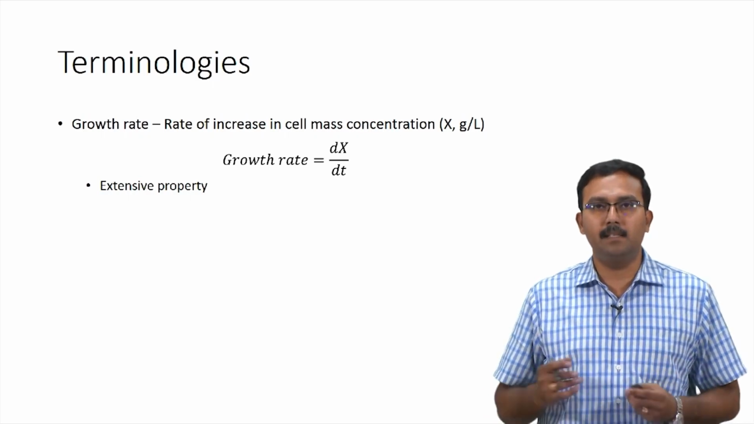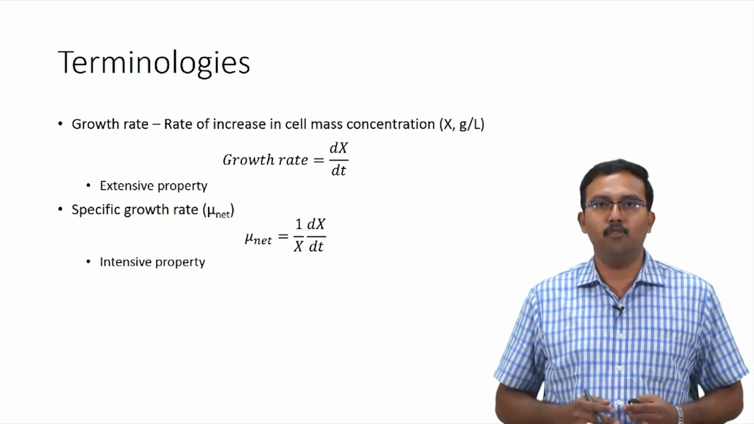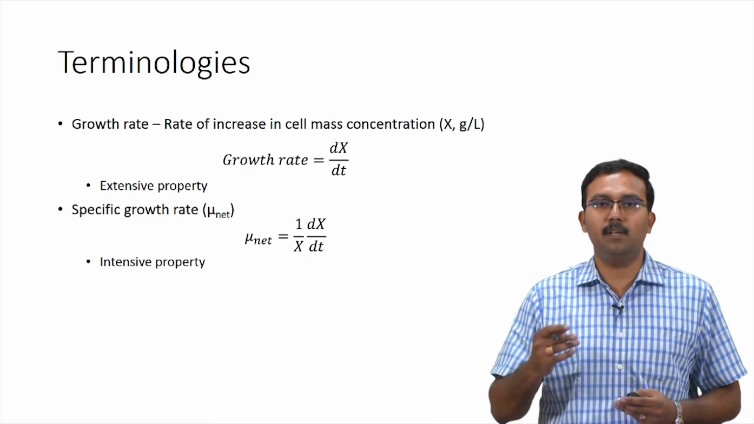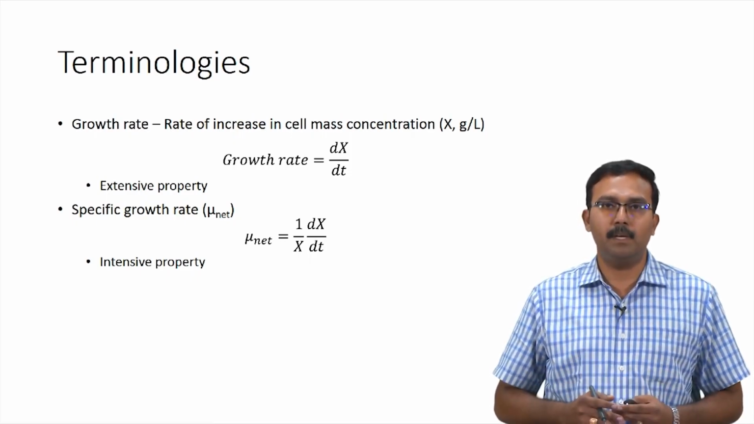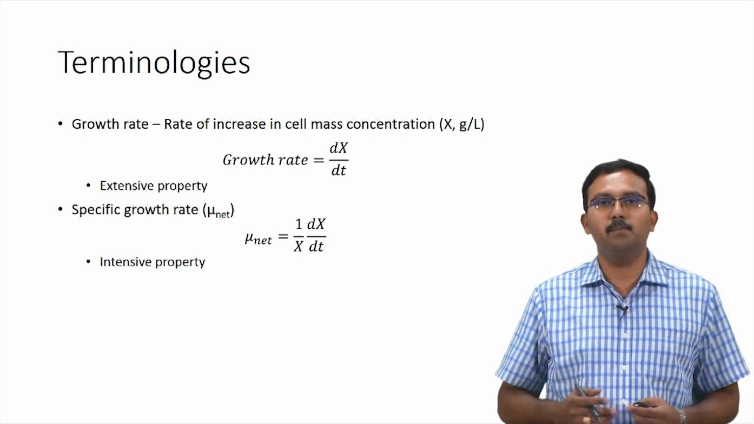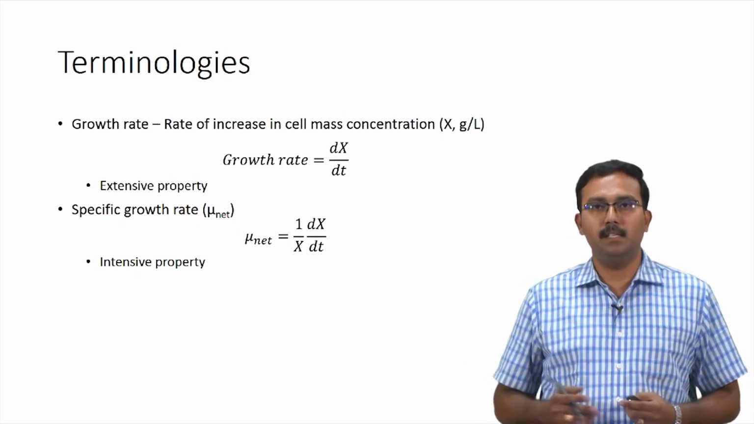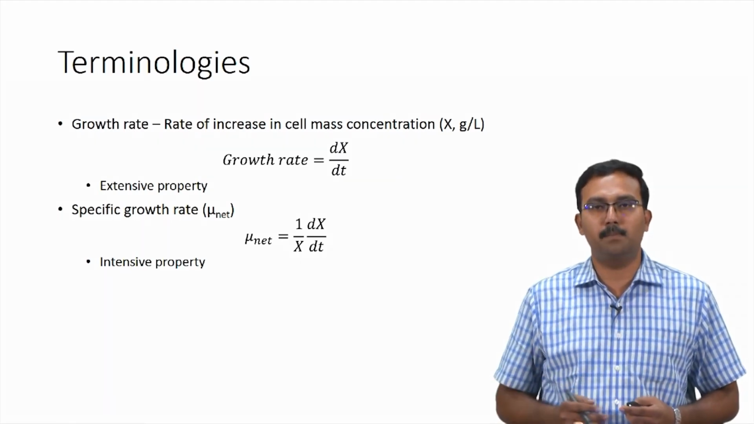To eliminate this difference, we use something called specific growth rate. This is an intensive property, and mu net, which is the specific growth rate, is given as 1/x dx/dt. So this is an intensive property, and we can compare cultures without worrying about the inoculum size which was used for growing the cell.